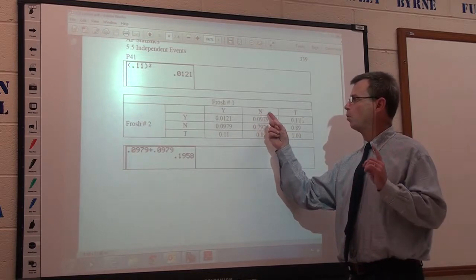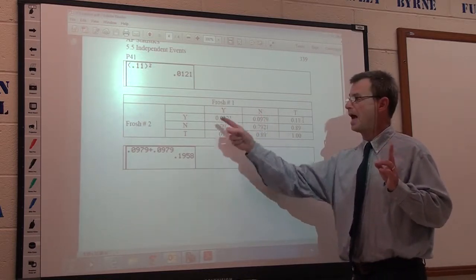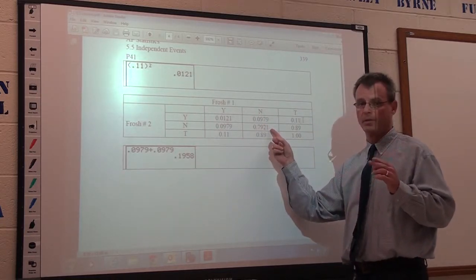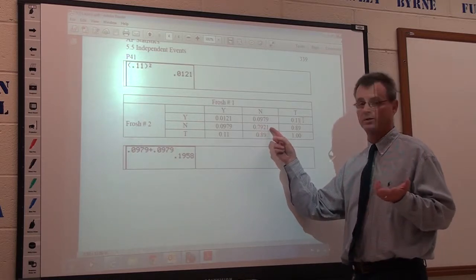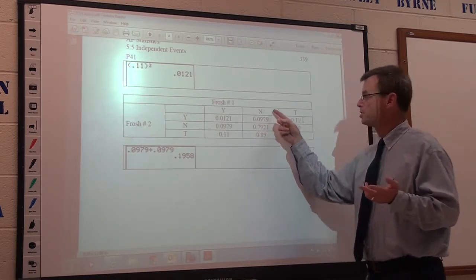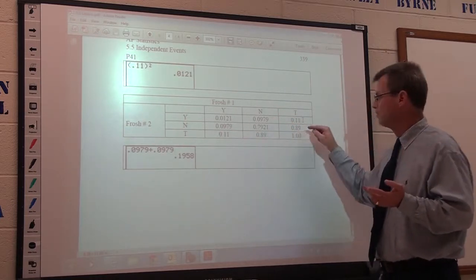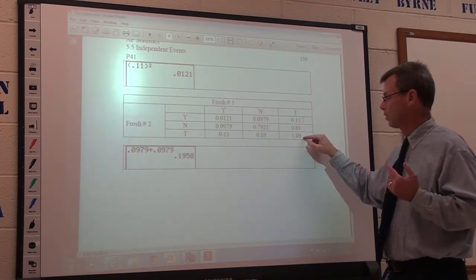If freshman number 1 does not have to take the course, it's an 89% chance, and freshman 2 does not have to take the course, that's also 89%. 89% squared gives you 7,921 10,000ths. The sum of the no column is 89%. The sum of the no row is 89%. And then the grand sum is 1.